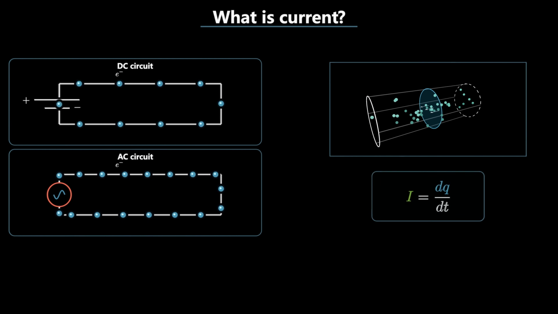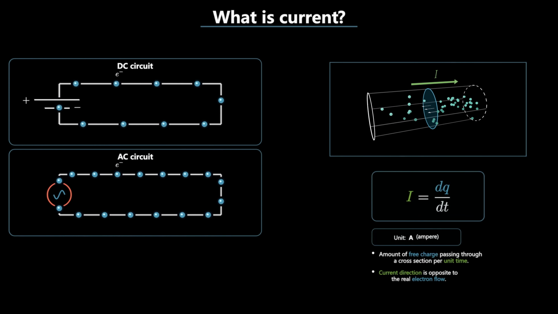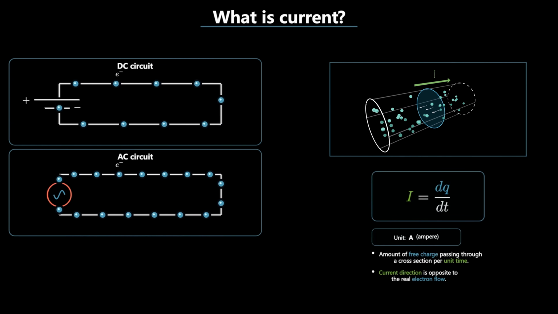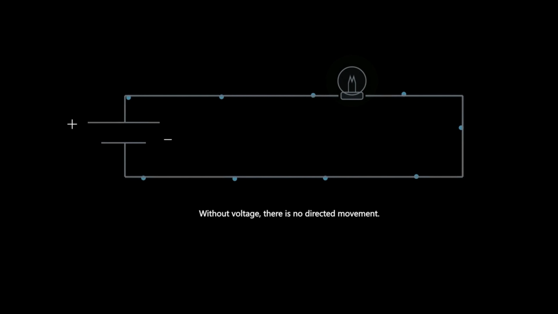Although electrons always move from the negative pole toward the positive pole, it is important to remember the historical rule. The conventional direction of current is always the opposite. We always draw it from plus to minus. However, current will not flow by itself.